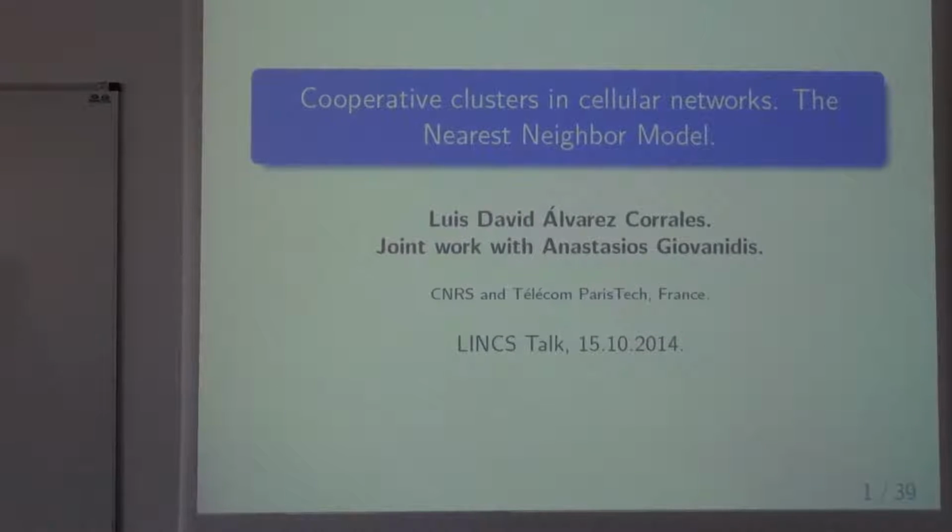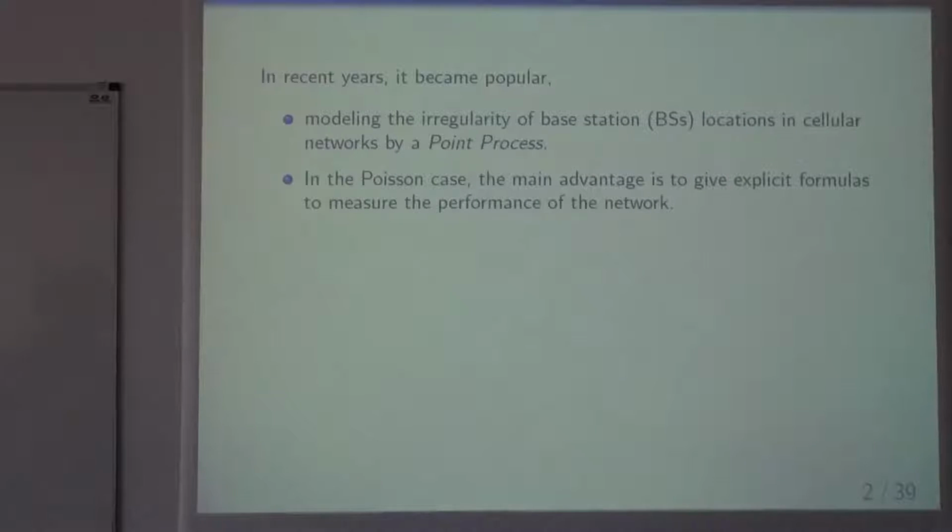I'm going to talk about cooperative clusters in cellular networks, specifically about the nearest neighbor model, a joint work with Anastasios Giovannidis. So this talk is about modeling the irregularity of base station locations in cellular networks by point process. In the Poisson case, the main advantage is to give explicit formulas to measure the performance of the network.